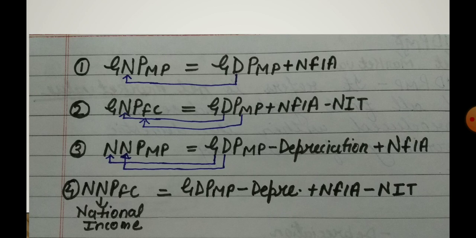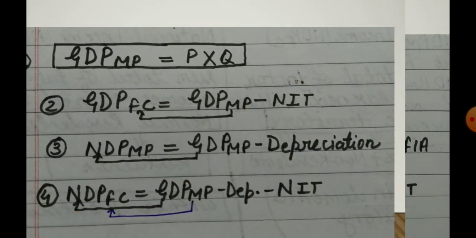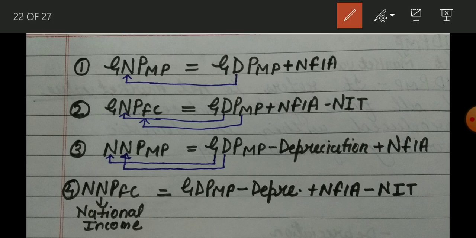Suppose GDP MP is given and you have to calculate GNP MP. So here what is the difference? Here domestic is given, we have to find national. So when we are moving from domestic to national, what will we do? We will add NFIA, and in this way we are able to calculate GNP MP. So whenever we move from domestic to national, we add NFIA.